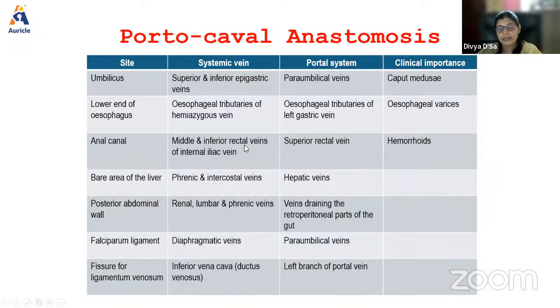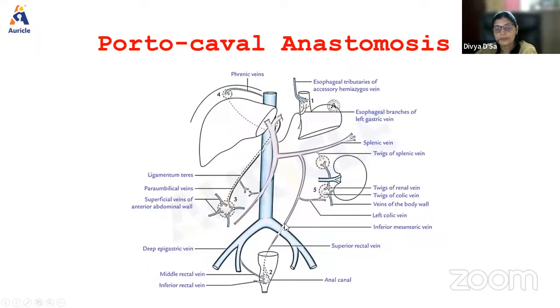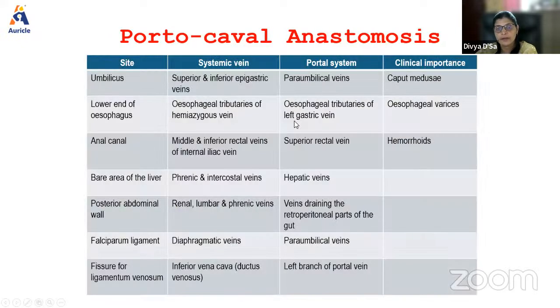Then we have the anal canal. At the anal canal, the middle and inferior rectal veins of the internal iliac vein anastomose with the superior rectal veins, which belong to the portal system. So if there is an enlargement here, it results in hemorrhoids. You can see it here at this point. This was what I talked about: the umbilicus, and we talked about the esophageal varices.